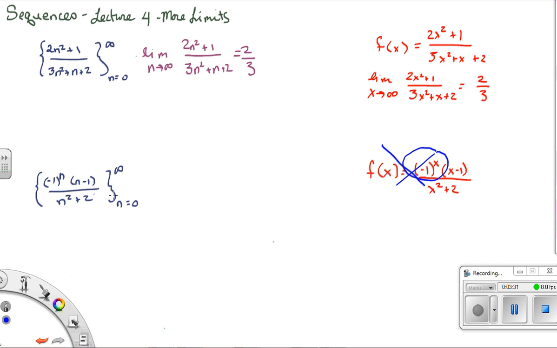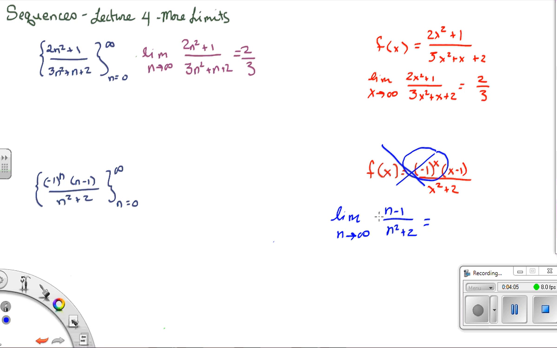However, let's look at it without the -1 to the n. If I look at this function, at the limit as n goes to infinity of just this n minus 1 over n squared plus 2. Well, this is just like the limit above, right? This is just a rational function, degree 1 over degree 2. And of course, that is the restriction of some function on the reals. And so we can evaluate that limit.